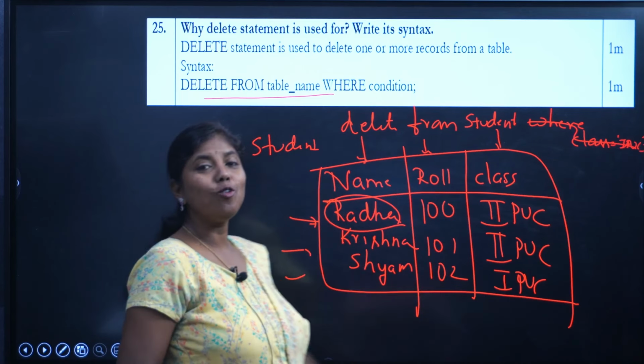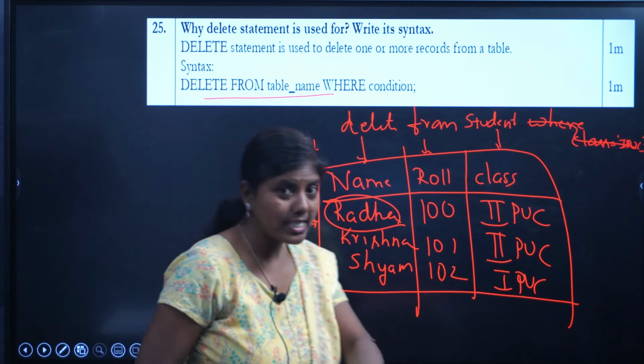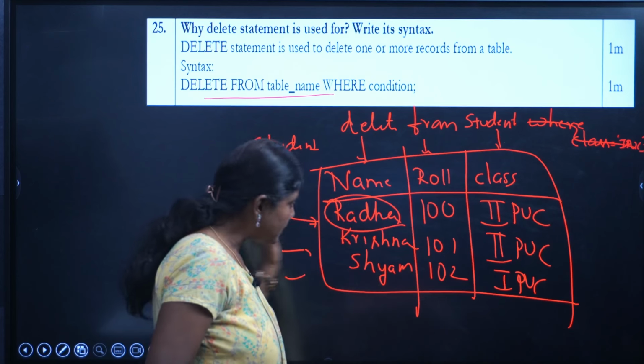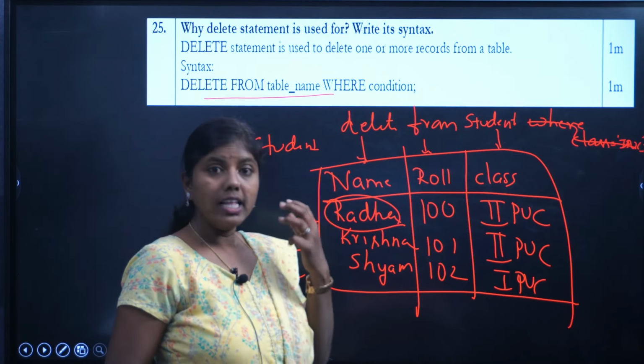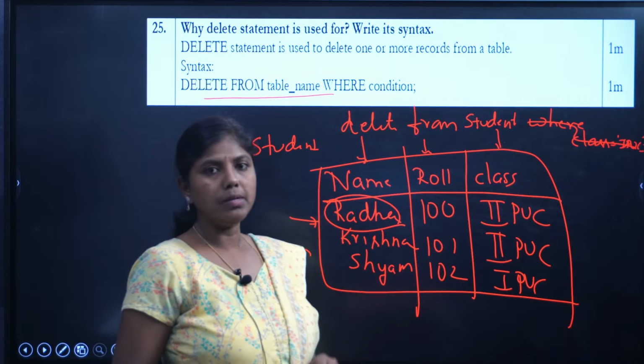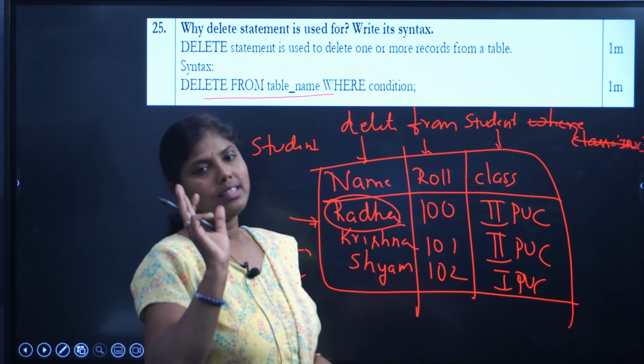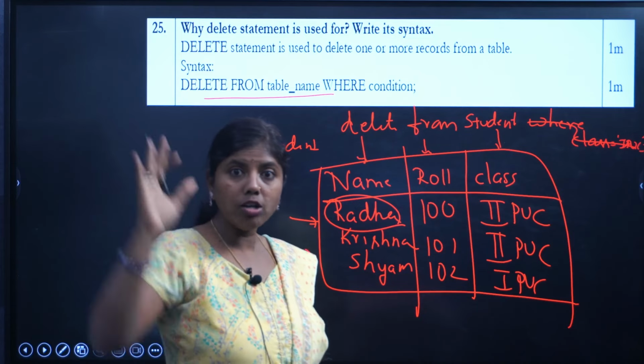Total number of rows or records in the table is called a tuple. What is a tuple? A tuple is a single row. How many tuples are there? 3 tuples are there. 3 records are there. 3 rows are there. Those are called tuples. So how many tuples are there now? 3 tuples are there.